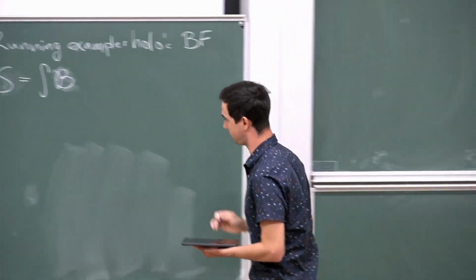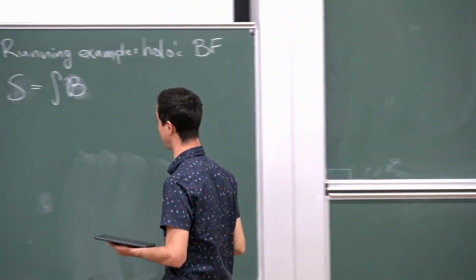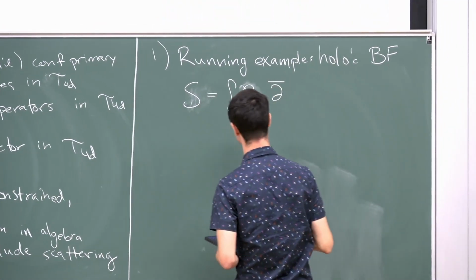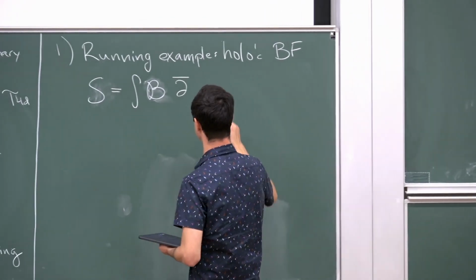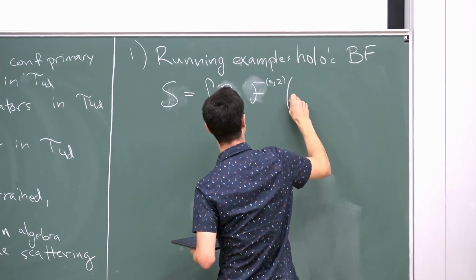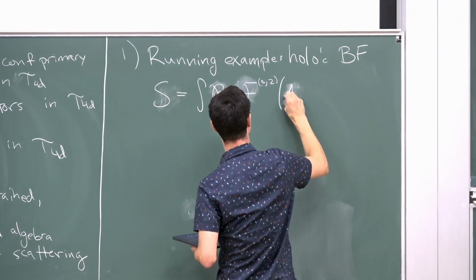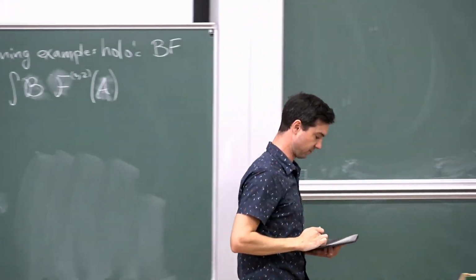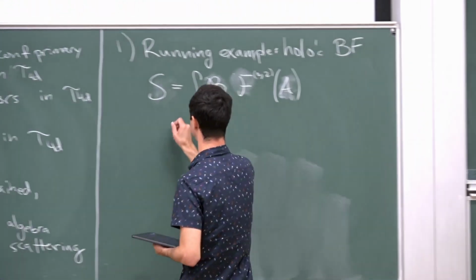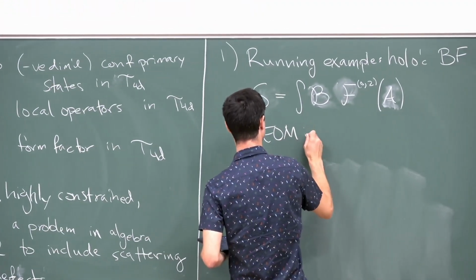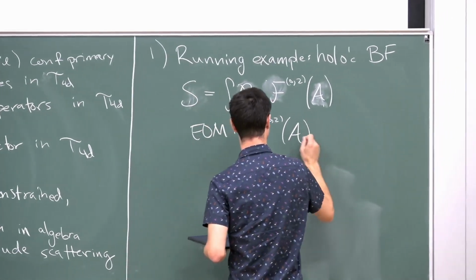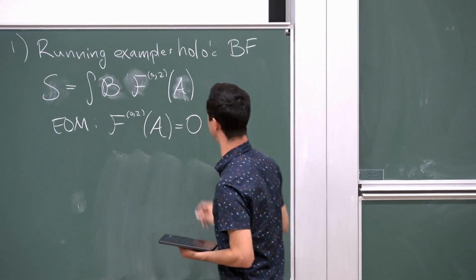We have a field B that is a 1-form valued in O minus 3, or a (0,1)-form, not an O minus 4, sorry, together with the curvature of a holomorphic gauge field, A, and the action takes this form. The equations of motion, of course, say that this curvature vanishes so that A is a connection on a holomorphic bundle.